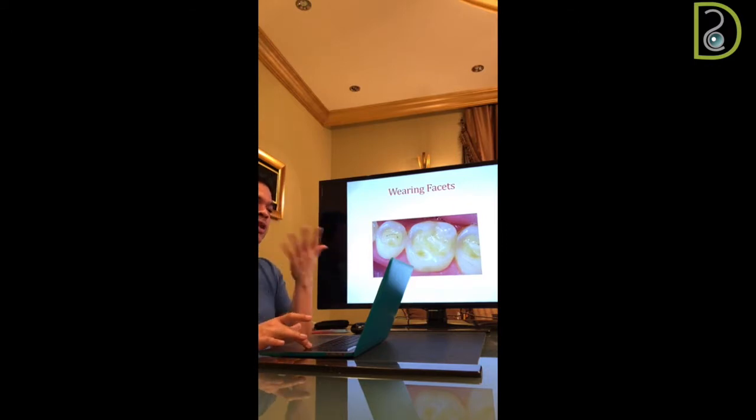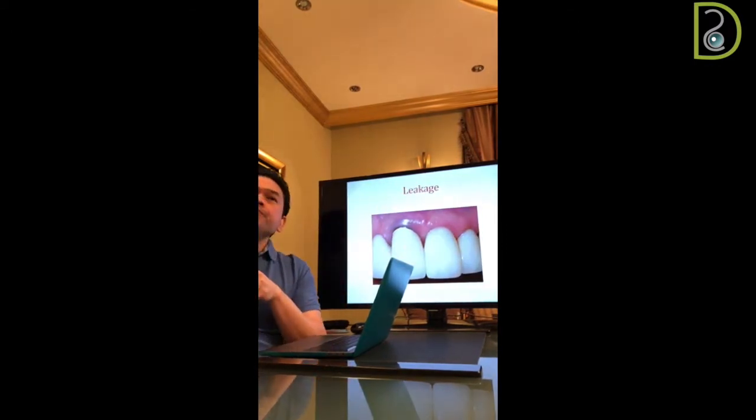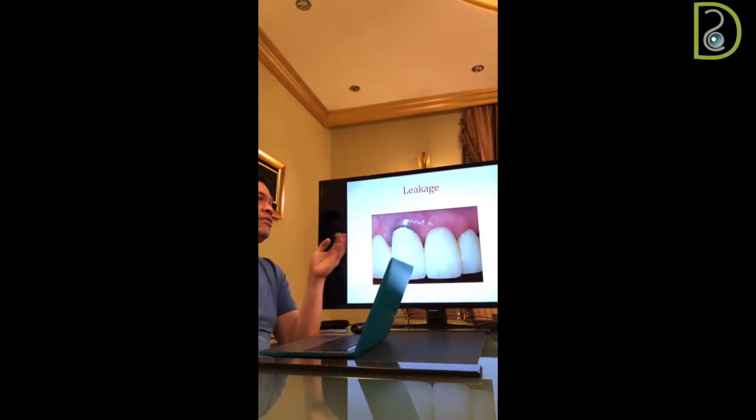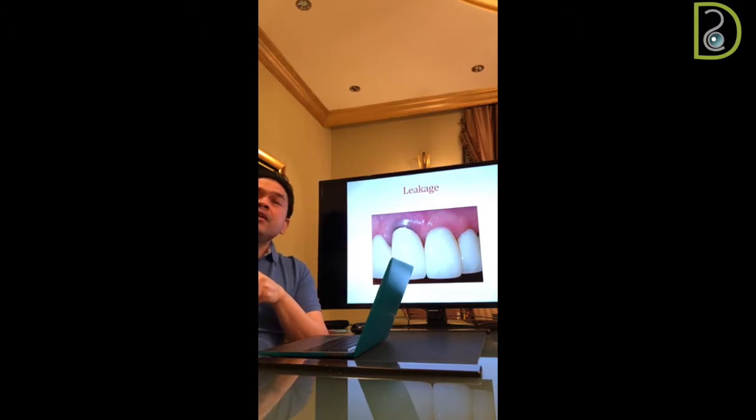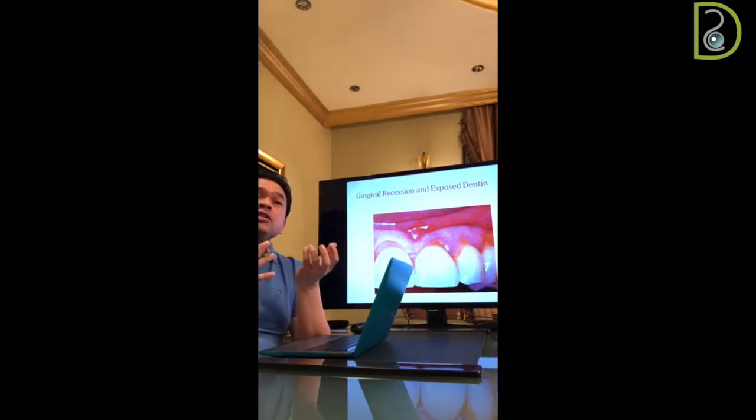For another example, if you have a leakage like this, even a very small leakage, this can lead to millions of bacteria going inside and making recurrent caries and recurrent infection and irritable dentitis. Also, we have to look for recessions or exposed dentin. It makes a periodontal lesion and it can make pulp exposure or necrosis with time.